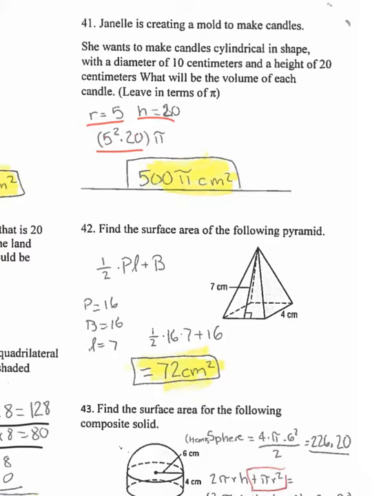Find the surface area of the following pyramid. Surface area of a pyramid is 1/2 perimeter times slant height, plus base. There's a square base, so the perimeter is 4 times 4, which is 16. The area also happens to be 4 times 4, so this is one of the few times perimeter and base are the same. Slant height is 7, so 1/2 PL plus B, and you get 72.